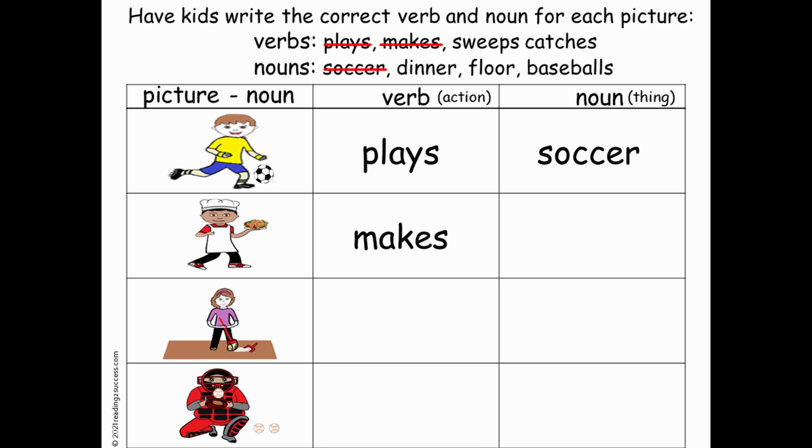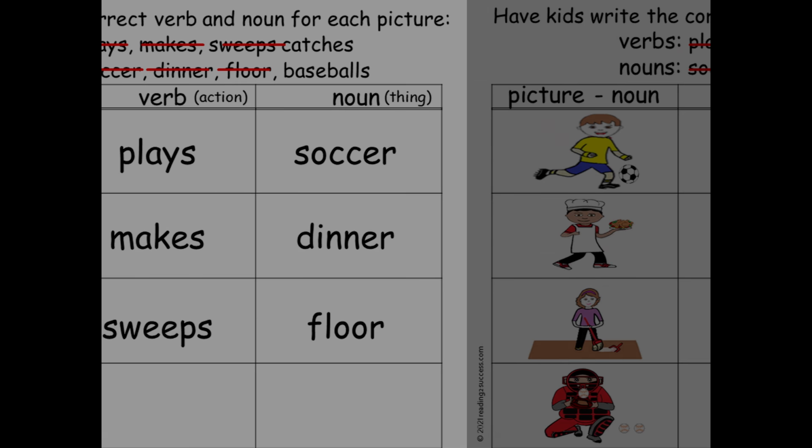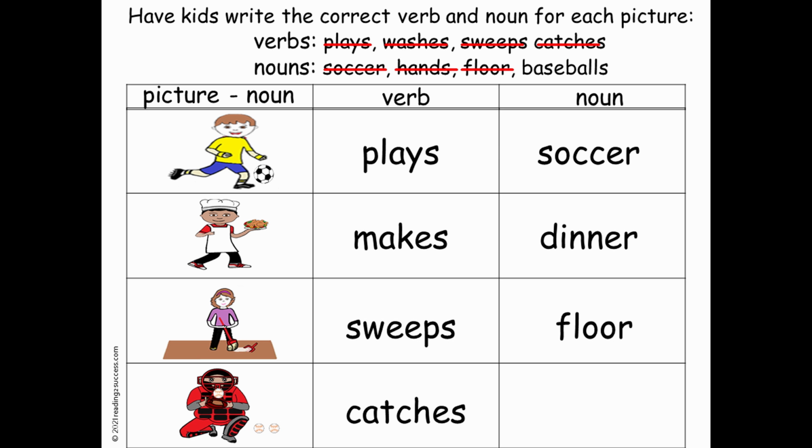The verb is makes. Now ask the question, makes what? The answer is the noun dinner. The verb is sweeps. Now ask, sweeps what? The answer is the noun floor. The next verb is catches. Now ask the question, catches what? The answer is the noun baseballs.